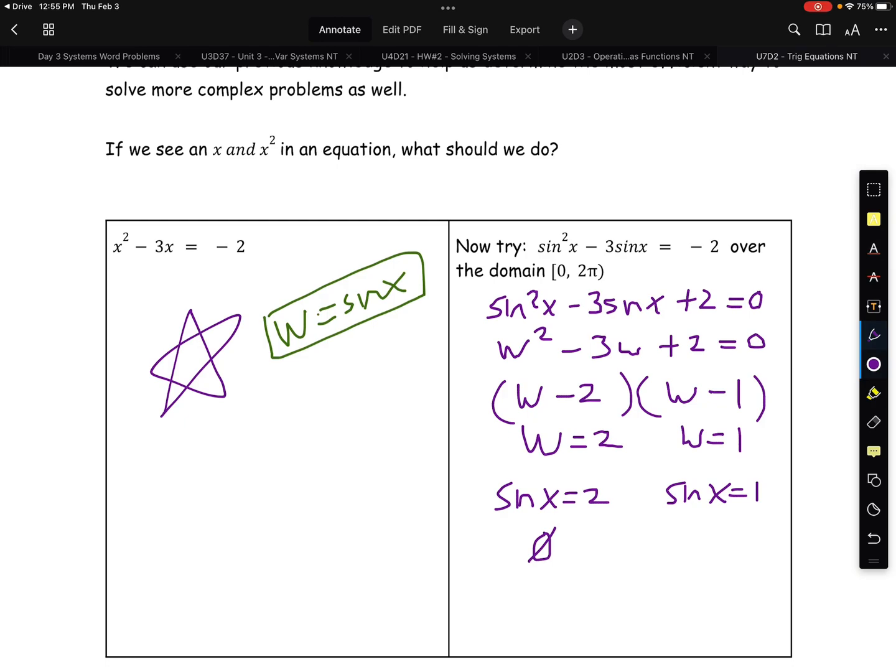And that's because sine is always going to be between -1 and 1. And same with cos. Cos is always between -1 and 1. So we're never going to be able to solve for cos of 10, cos of -5, sine of 4, sine of 8. Never going to happen because it's not between -1 and 1. All right, where is sine 1? x equals pi over 2.